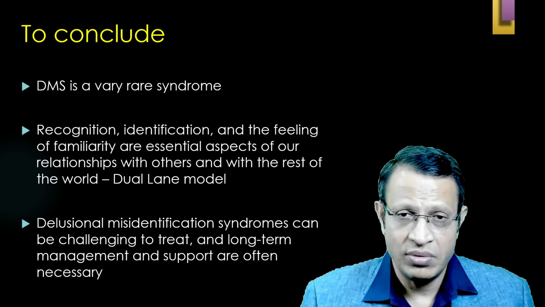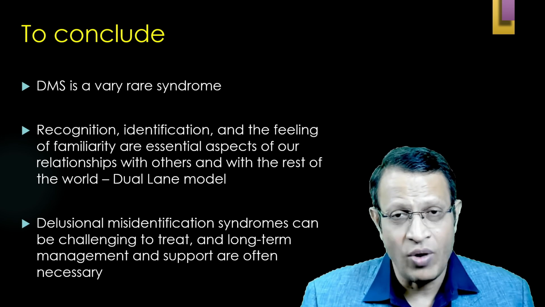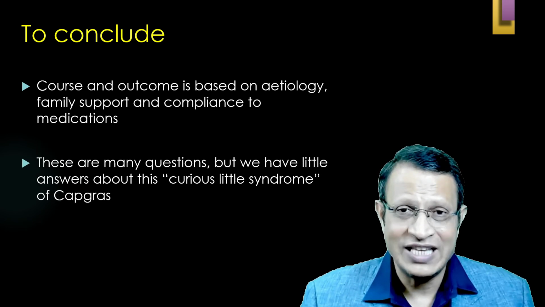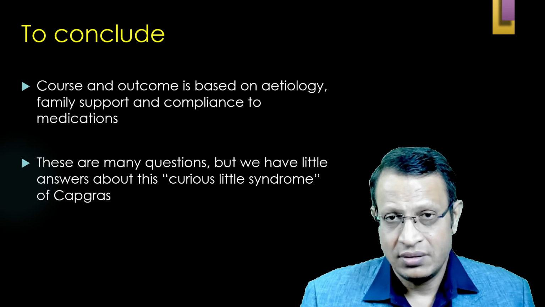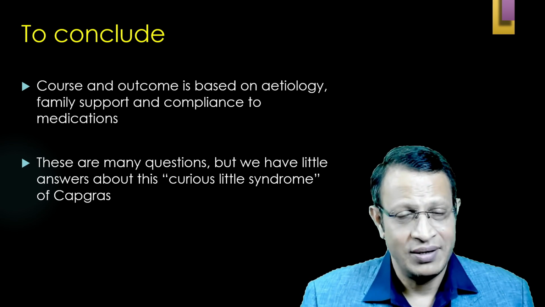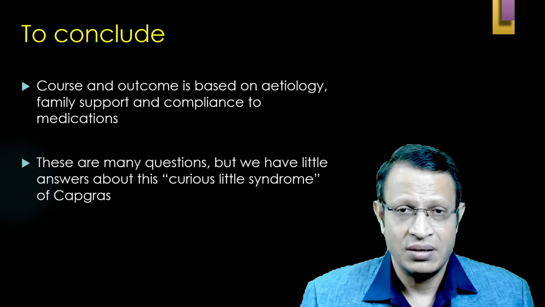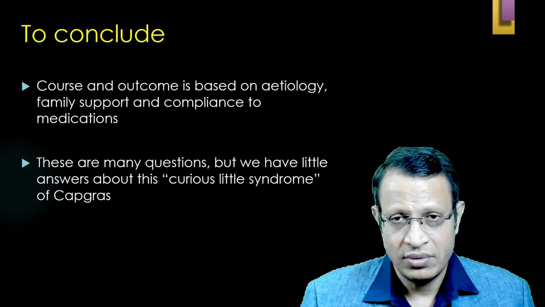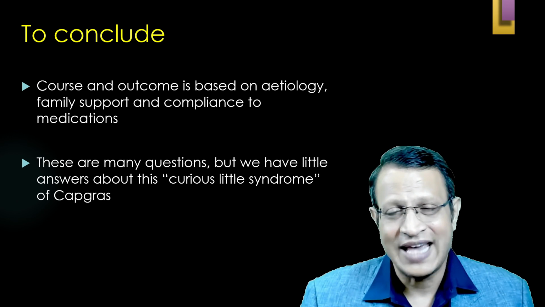Delusional misidentification syndrome can be challenging for the treating team, and further, long-term support is required for family members providing care for these patients. Course and outcome are based on the etiology. Organic conditions are very difficult to treat. Functional conditions are also difficult to treat, but compliance with medication and family support can have a good outcome. However, the research in this area is very scarce. There are many questions, but answers are very few. That means unanswered questions are many in this curious little syndrome called Capgras, my dear friends.